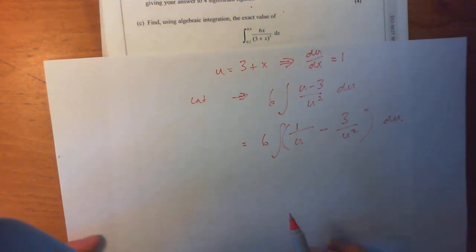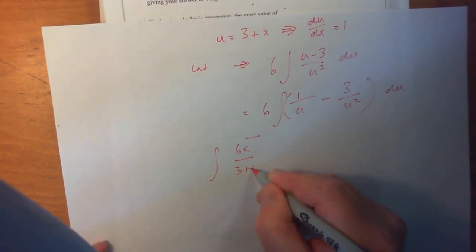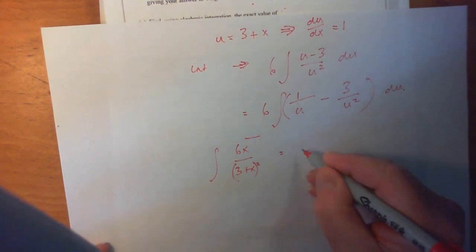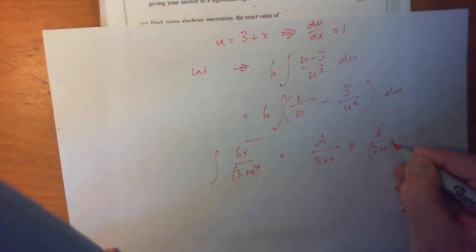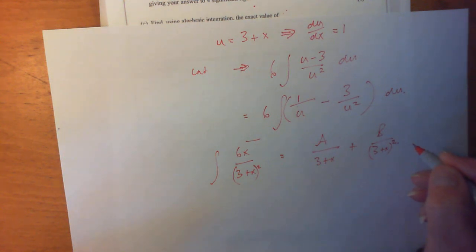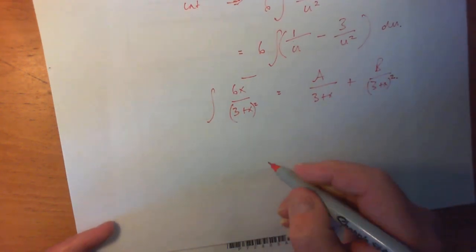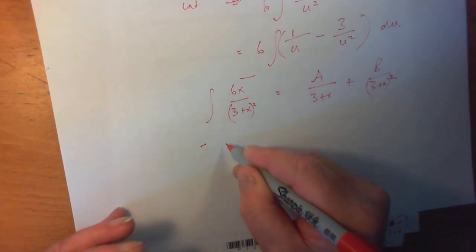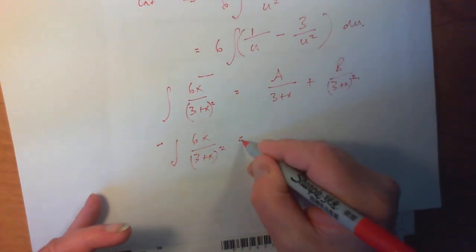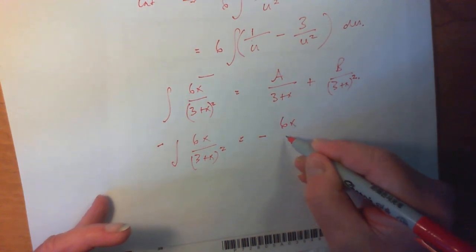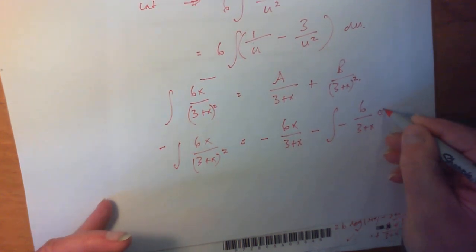You could also do it by partial fractions, saying that 6x over 3 plus x squared equals a over 3 plus x plus b over 3 plus x squared, and you can do it that way, or you could do it by parts, and you could say, okay, 6x over 3 plus x squared equals minus 6x over 3 plus x, minus minus 6 over 3 plus x dx.